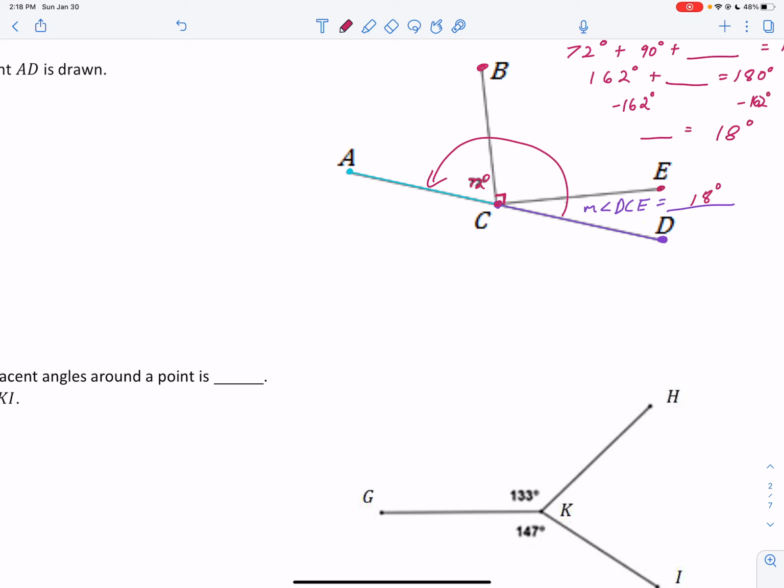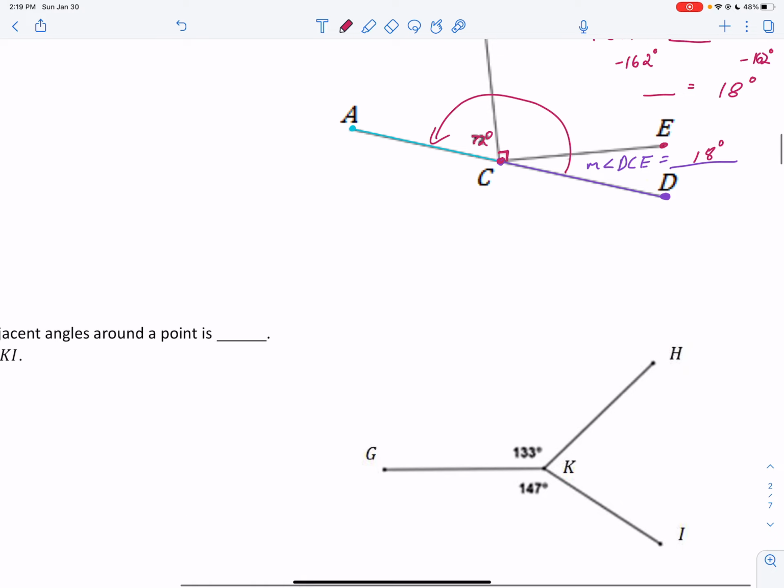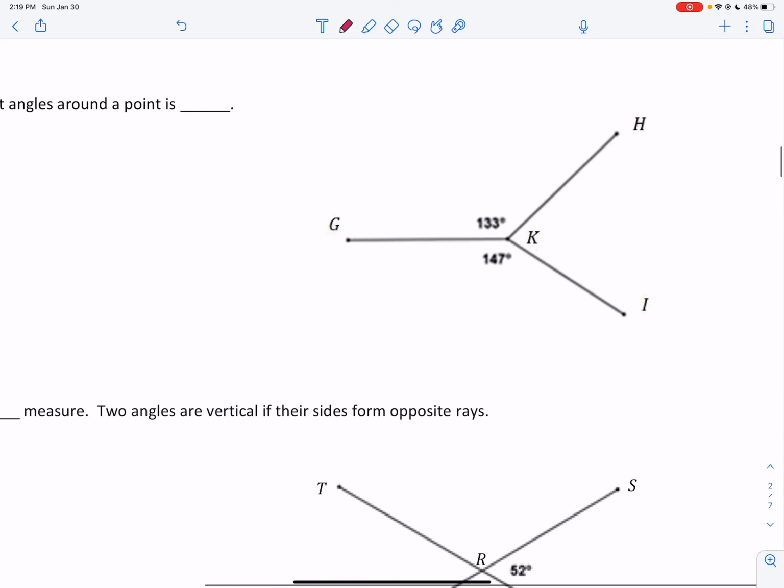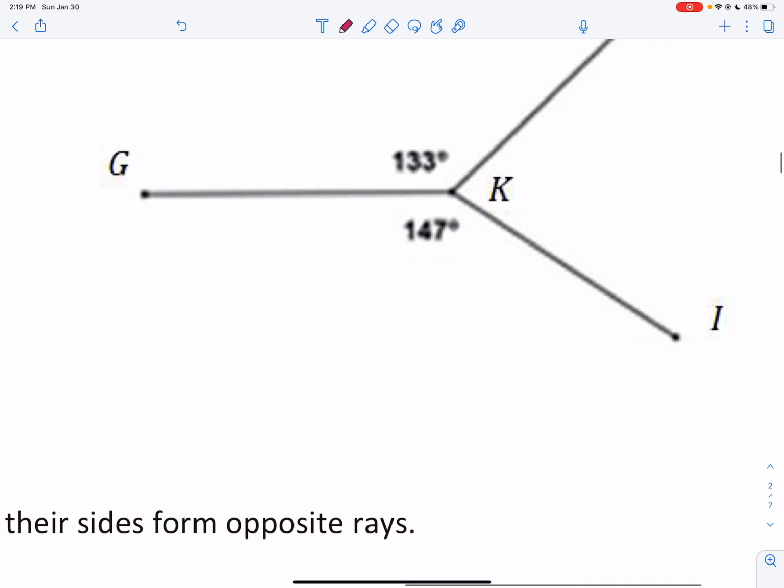So that's just an idea of using my words to tell somebody else that might not know or might not be looking at the image, or the image might not be accurate. It lets them know the information given and how to get the unknown information.